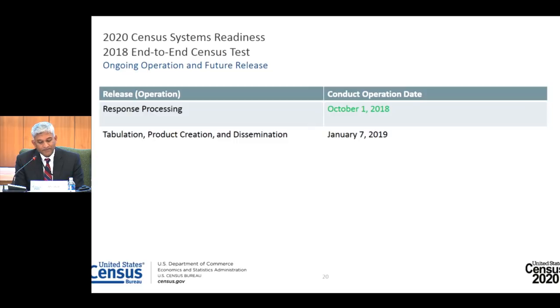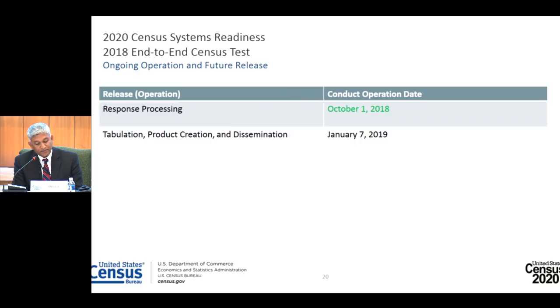For the 18 tests, there is one main release left, the tabulation, product creation, and dissemination release with conduct operation date of January 7, 2019. We went live with 8 systems supporting the response processing release as of October 1. Response processing, as you may recall, includes deduplication of responses through a primary selection algorithm, quality assessment of data, and creation of census unedited file, or the CUF as we call it.